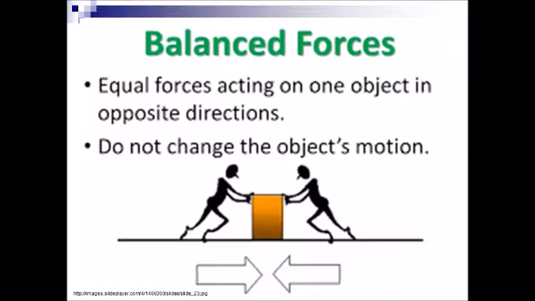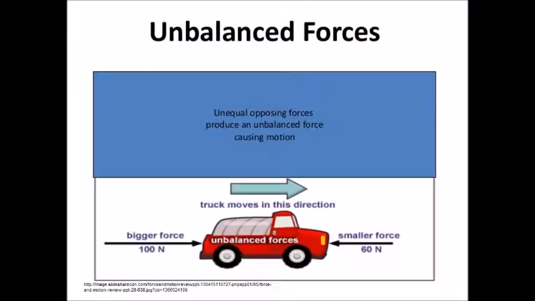Again, balanced forces show equal forces acting on one object in opposite directions. There's no change in movement. Whereas with an unbalanced force, there are unequal forces acting upon each other. So the bigger force will always win out. As the truck is moving, the air resistance against it is less, and so the truck is going to move forward.